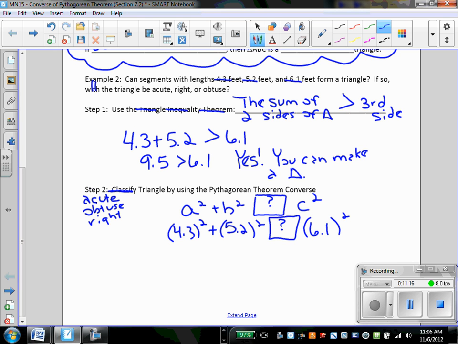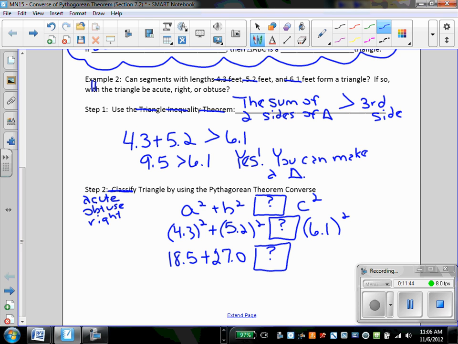I don't know if you have any guesses, but just looking at these lengths, you don't have this humongous hypotenuse in association with those other two legs. So I'm going to bet that this is either going to be a right triangle or an acute triangle. But now let's find this out. So 4.3 squared is going to be 18.5 rounded to the nearest tenth, plus 5.2 squared. When you expand that out, it's going to be 27.0 rounded to the nearest tenth.